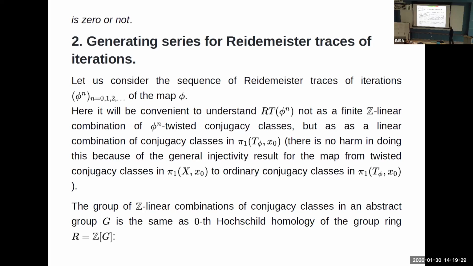Yeah, so this Reidemeister trace, as I explained, you can understand not as a linear combination of twisted conjugacy classes, because this notion depends on n, but as a linear combination of conjugacy classes of the fundamental group of the mapping torus. So they sit together in the same box. And as I explained, with ChatGPT we have a little bit more general results, so it's not hard to get injectivity in this thing as well.